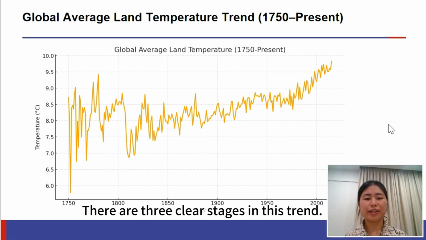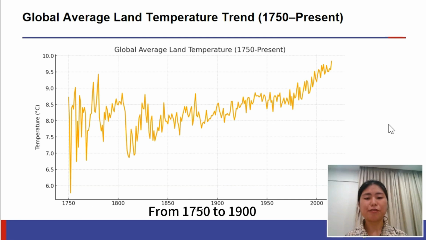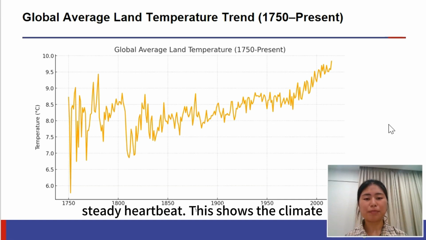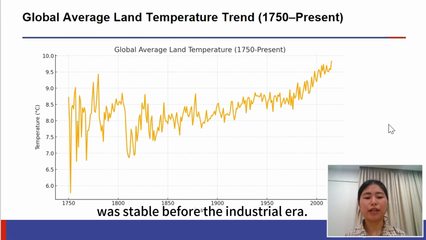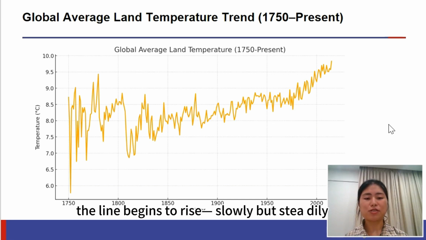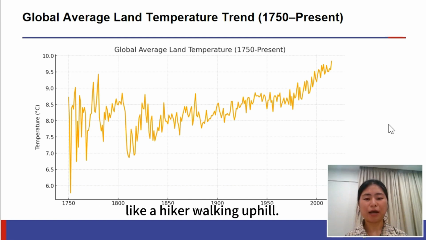There are 3 clear stages in this trend. From 1750 to 1900, the temperature line stays fairly flat, like a calm, steady heartbeat. This shows the climate was stable before the industrial era. But starting in the mid-1900s, the line begins to rise slowly but steadily, like a hiker walking uphill.